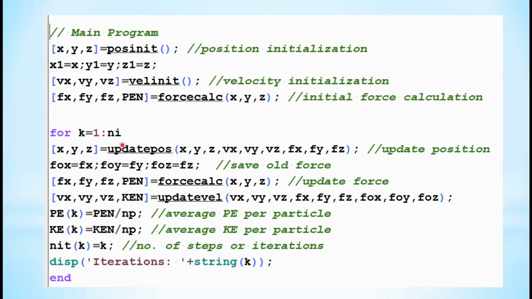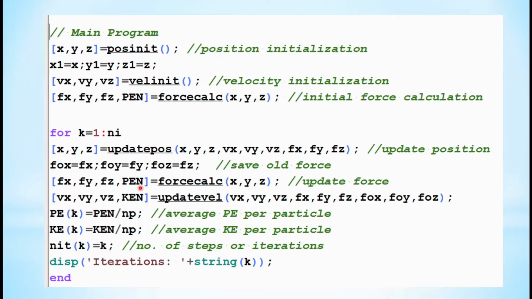We have to use a for loop that will run from 1 to ni. Ni are the number of iterations, number of times we have to calculate the new or updated values of positions and velocities. So first we have calculated the updated positions using function update pos. Then we have saved the values of the old forces. So Fox is Fx and Foy is Fy, Foz equal to Fz. Then we'll calculate the new values of forces using function force calc. So now we have both the old forces Fox, Foy, Foz and the new forces Fx, Fy, Fz. So we can evaluate the updated velocities using function update vel.